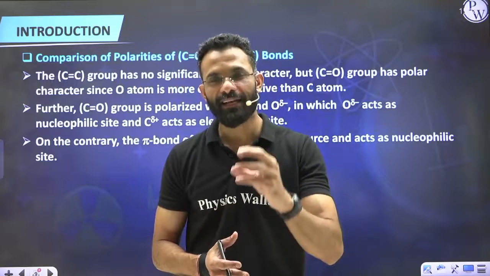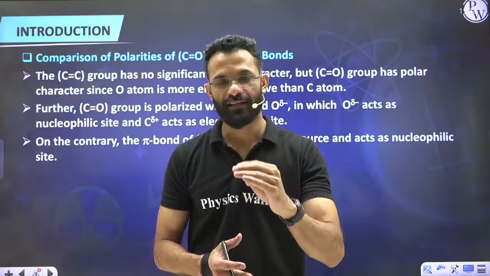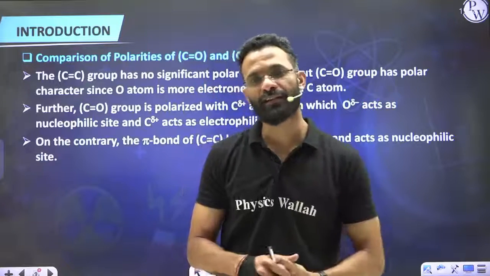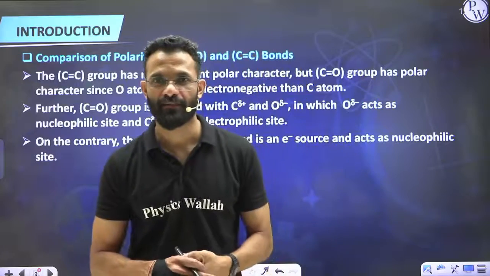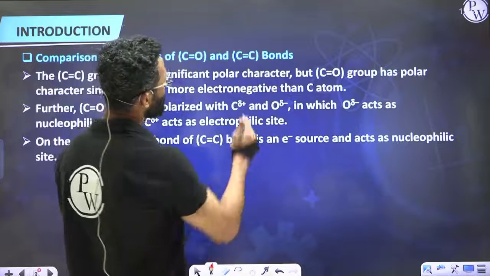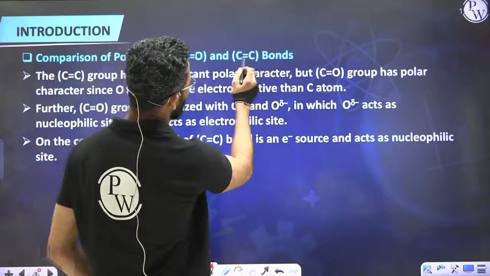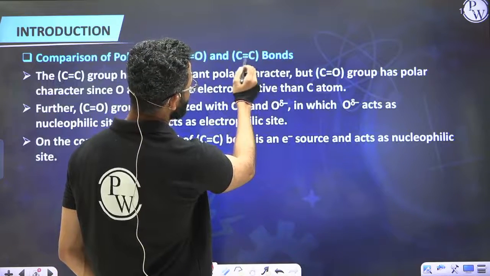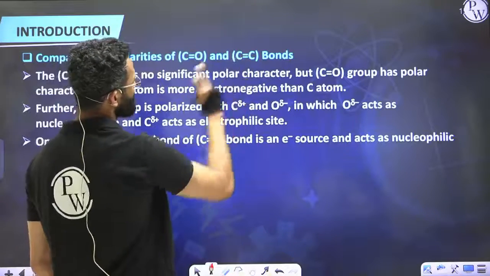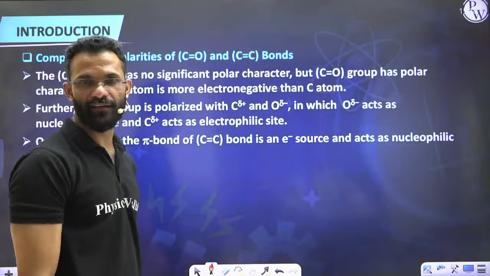So the alkene acts like a nucleophile. It is an electron rich center which attacks an electrophile. So alkene undergoes electrophilic addition reaction. Now why does it happen so? It happens because across the carbon-carbon double bond, the pi electron density is symmetrically distributed between the two atoms, because both atoms have identical electronegativities.